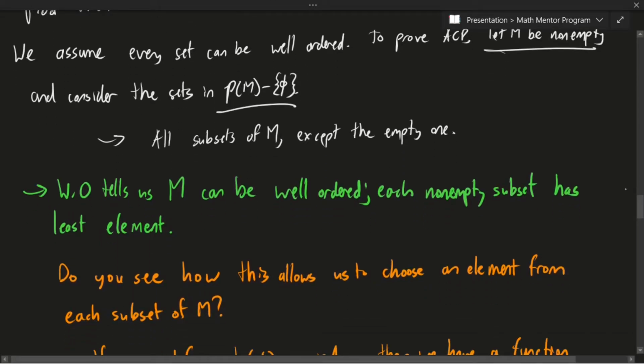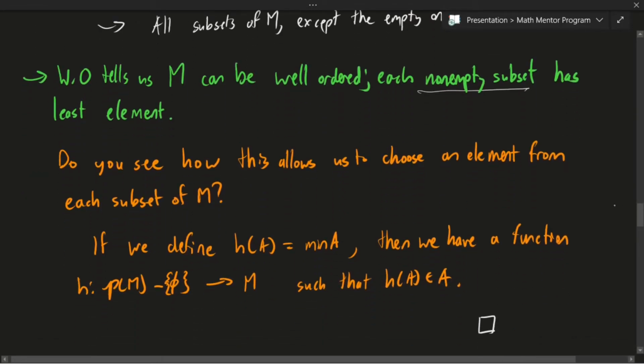So what does WO tell us? It tells us that M can be well ordered and that each non-empty subset has a least element. And now what I want you to think about for a moment is how this fact right here, the one that we're allowed to assume, allows us to actually choose an element from each subset of M. So think about that for a second. Remember, WO tells us that every non-empty subset has a least element. All we need to do is choose an element from every subset of M. Well, the answer is that we can just use the choice that is given to us by well ordering.